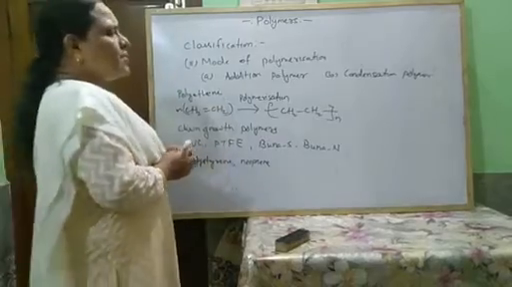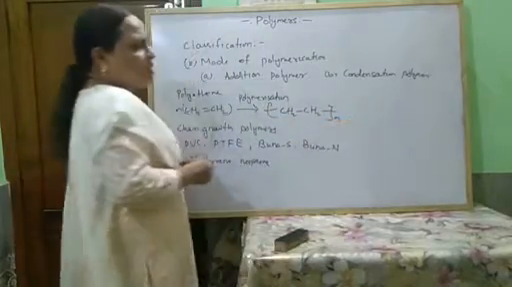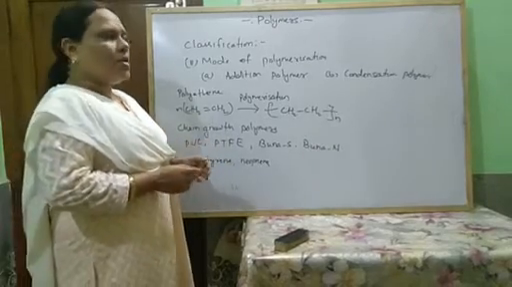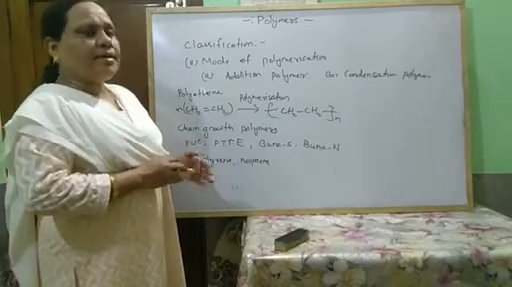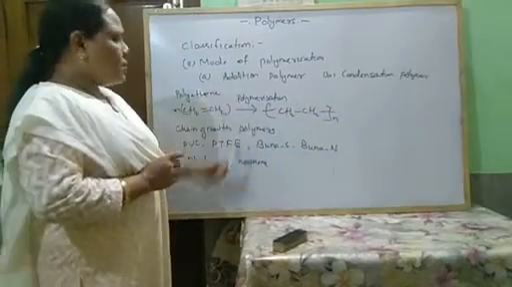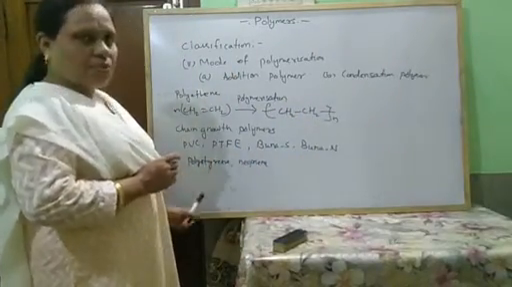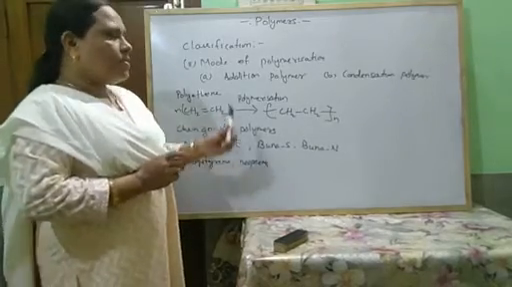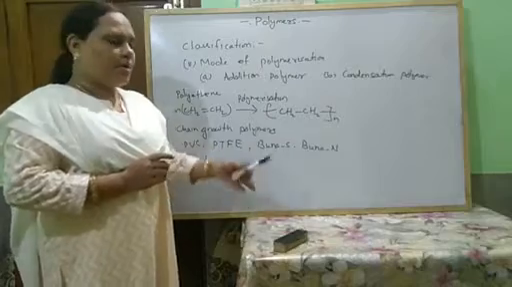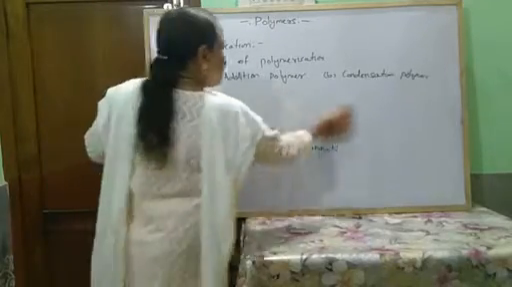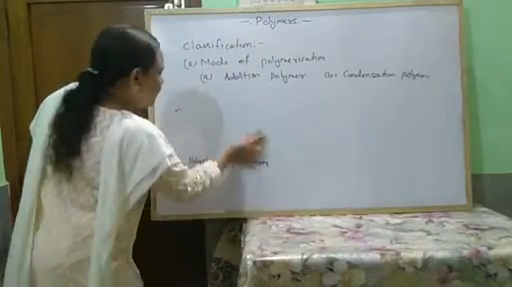These condensation polymers are again classified into two types, one known as homopolymer and another known as copolymer. What homopolymer and copolymer are, we will discuss later. So you know this addition polymer.